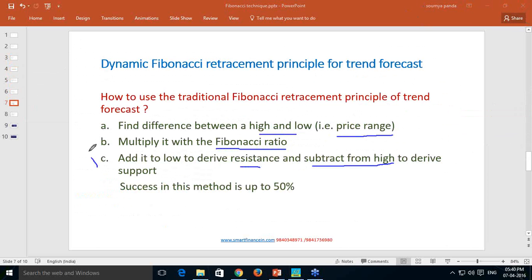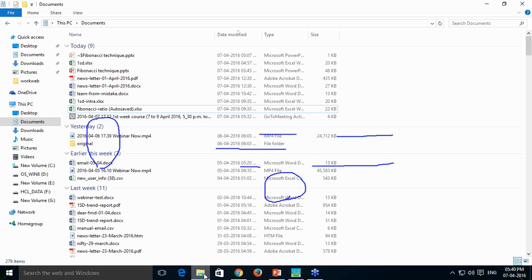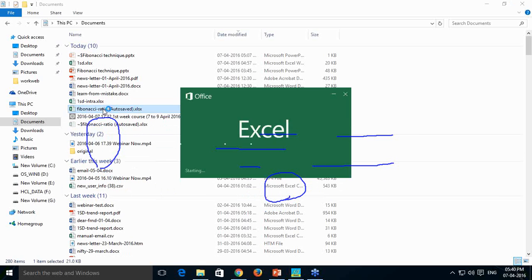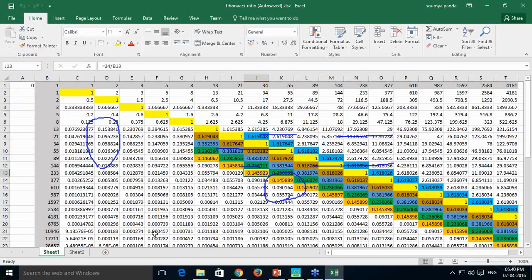If you are following this method, it has a success rate of a maximum of 50%, which none of the technical studies gives more than that. However, because it is historic in nature, you are calculating a price range which has already happened on the chart. You are just estimating the difference, and from there you are projecting. So let me explain how you can calculate this.